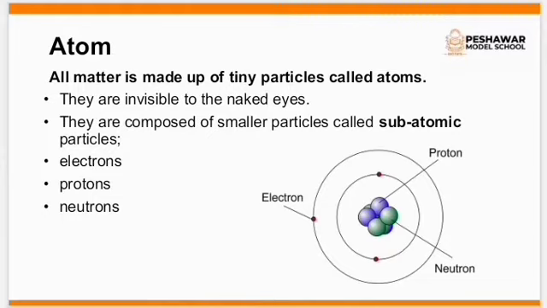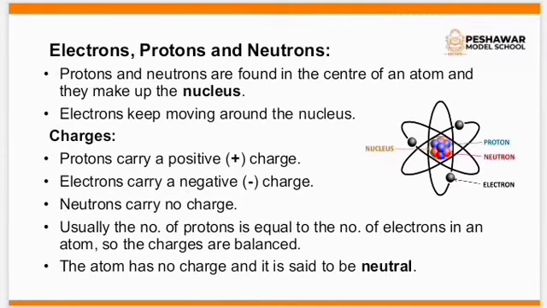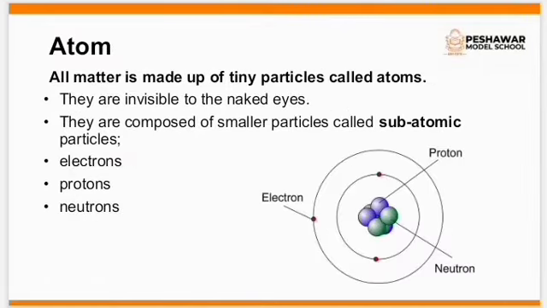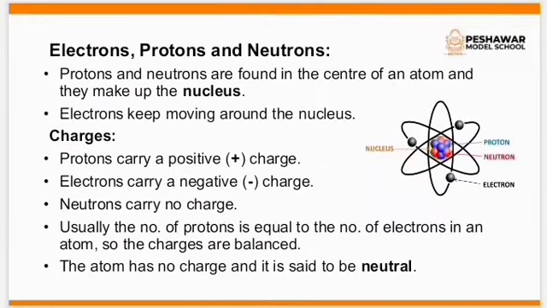Even atoms, like I said, are already tiny particles, right? They are made up of tiny particles, but they are even composed of smaller particles called subatomic particles. They are electrons, protons, and neutrons. The structure of an atom just looks like this, right? So let's begin with this main topic: electrons, protons, and neutrons.